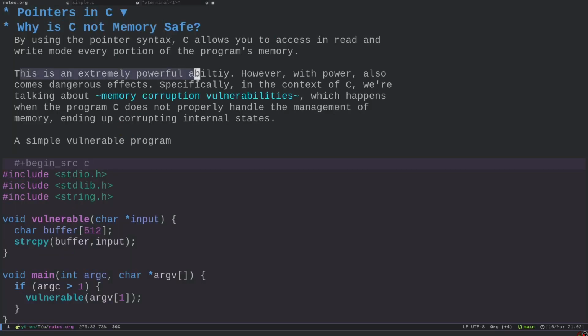So this is an extremely powerful ability. However, of course, with power also come dangerous effects. Now, specifically in the context of C, we're talking about memory corruption vulnerabilities, which happen because a C program does not properly handle the management of memory, and this will end up corrupting internal states and causing security issues.